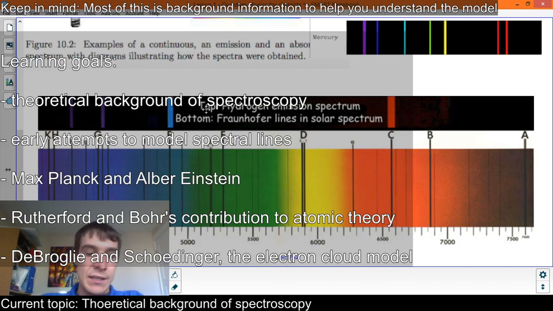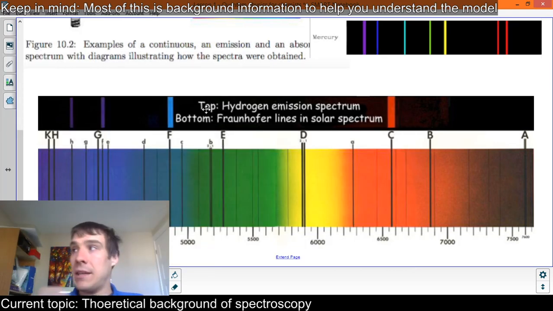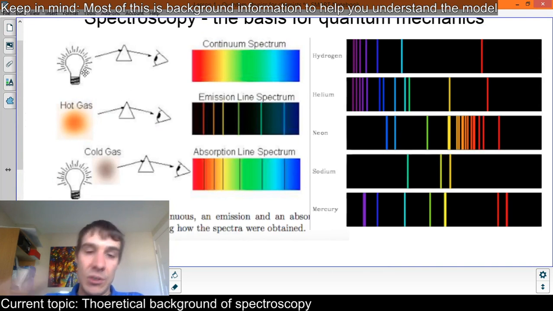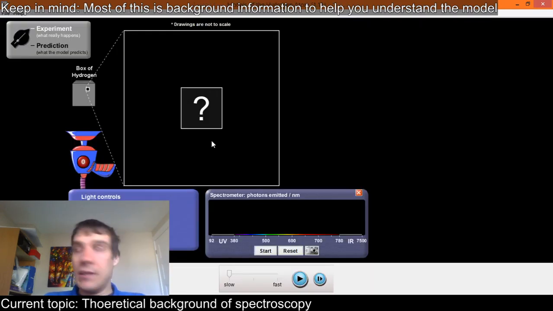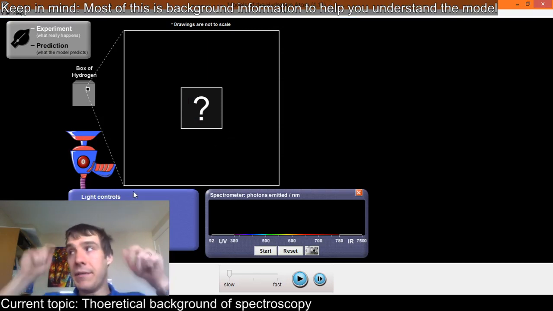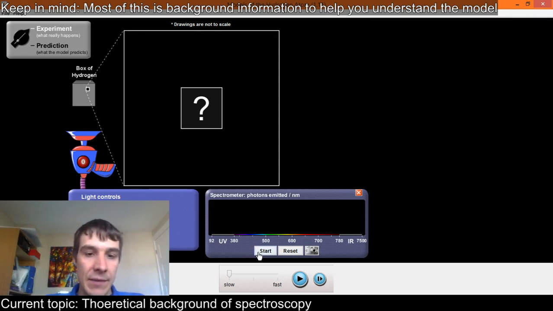You should understand this idea that different elements make different lines when they get excited, when we shoot electricity through a gas or make them hot or whatever, they make different spectral lines. There's an applet for this, a PhET applet. I'll have a link to that down below, and we can start shooting light at it.